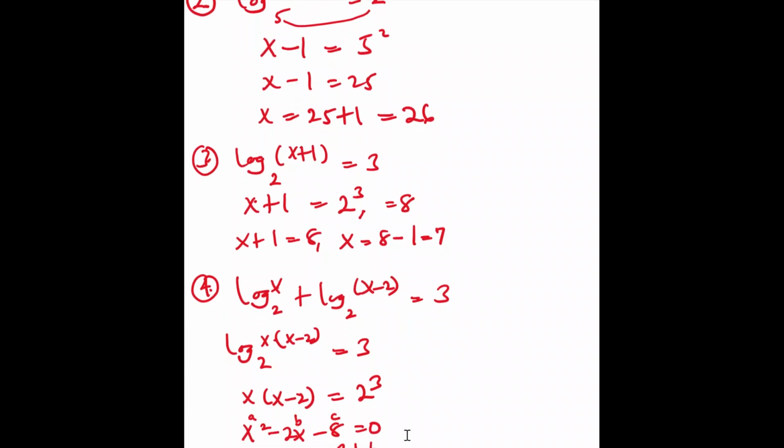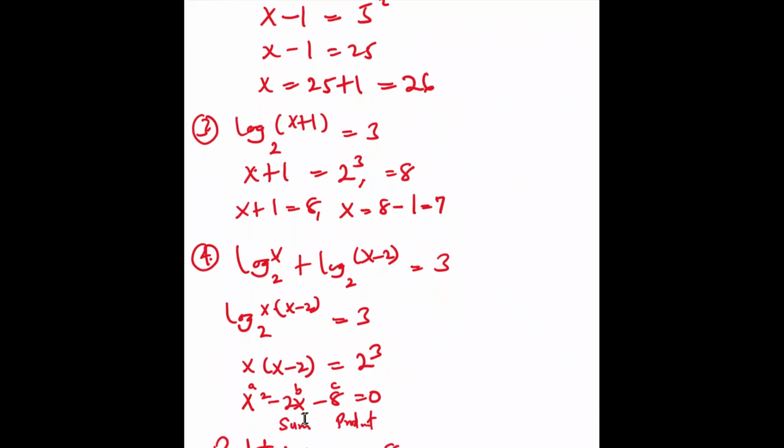When we expand it and bring everything to the other side, we get a quadratic equation, which we can solve through the factorization method. I label the coefficients a, b, and c. The middle coefficient b is the sum, and the product is c times a, the coefficient of the first and last terms.